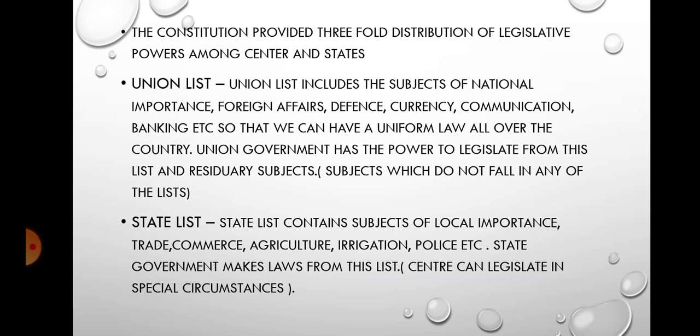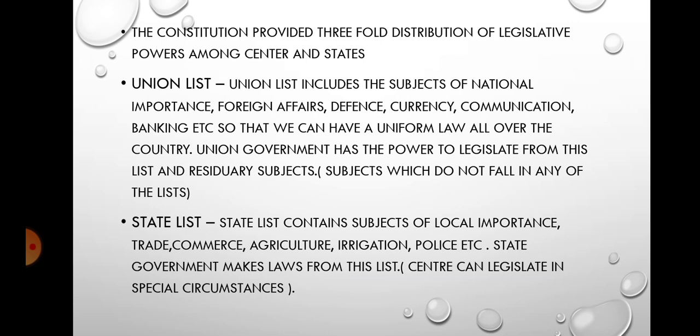The first list is Union List. Union List includes the subjects of national importance like foreign affairs, defense, currency, communication, banking, etc., so that we can have a uniform law all over the country. Union government has the power to legislate from this list and residuary subjects. Residuary subjects are those which do not fall in any of the lists, and the central government has the power to make law from the residuary list also.